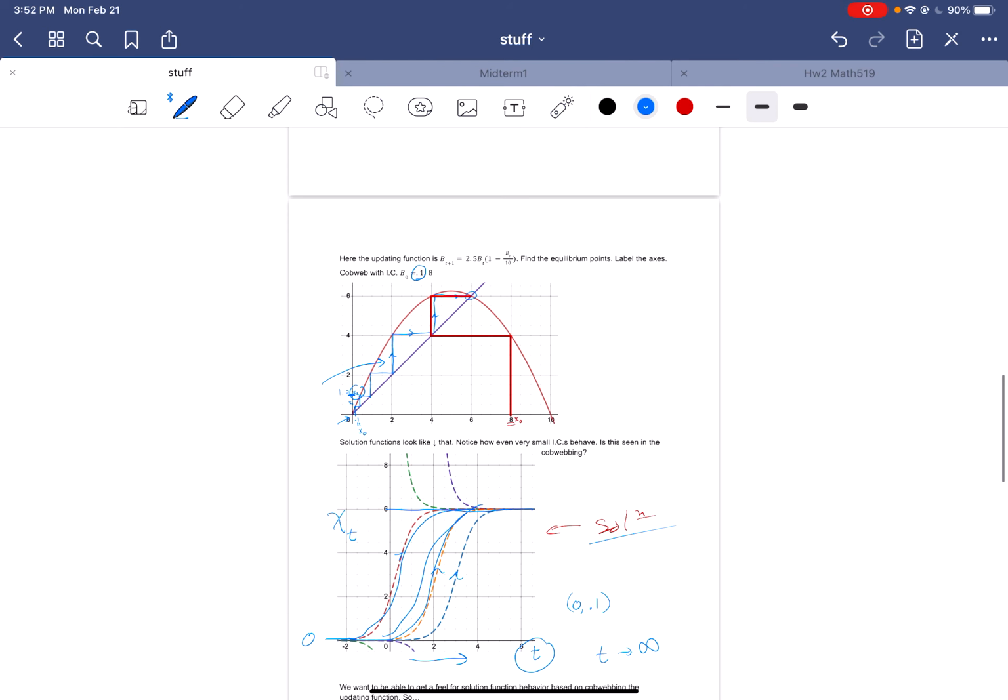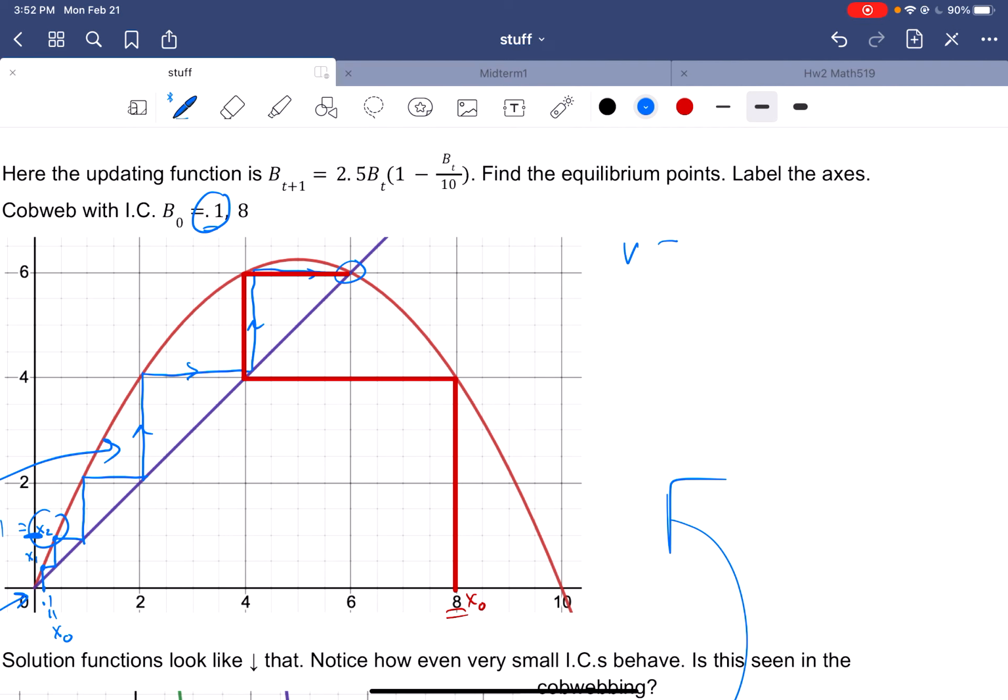So, I just want to show you that relationship between solution functions and updating functions. I wanted to recap how to cobweb. It's vertical travel to the updating function. Then it's horizontal travel to y equals x, which always goes in quotes. And then you repeat.